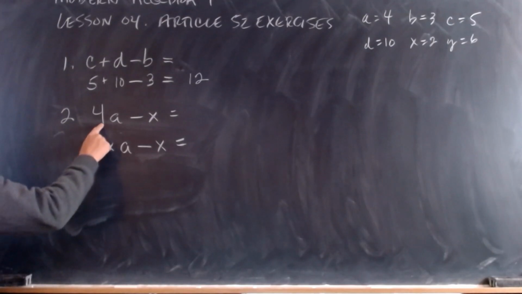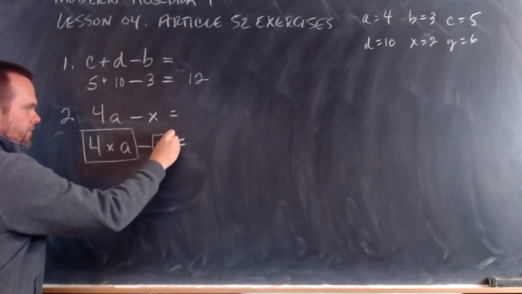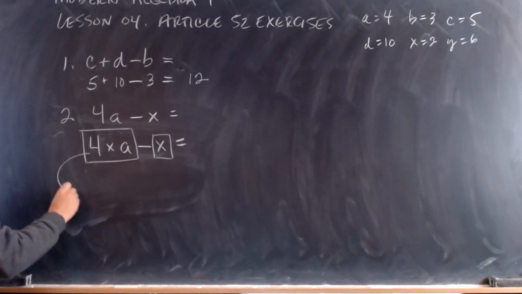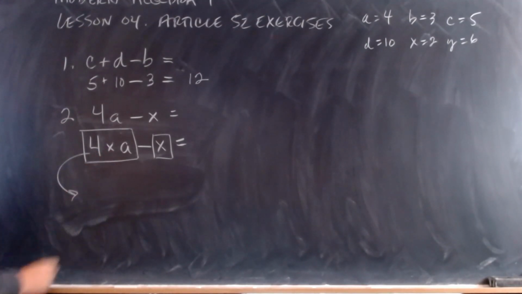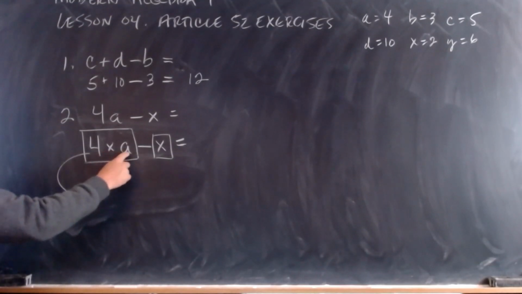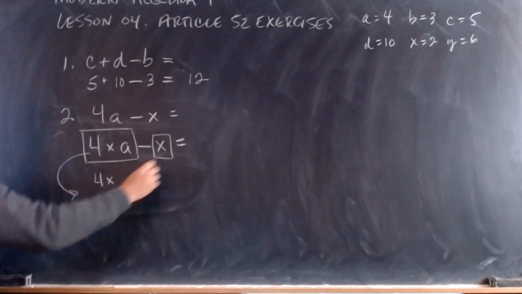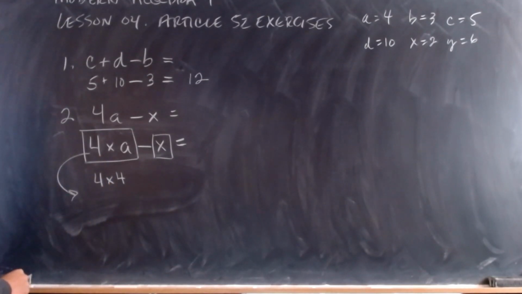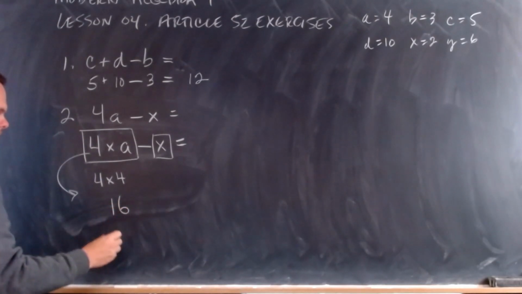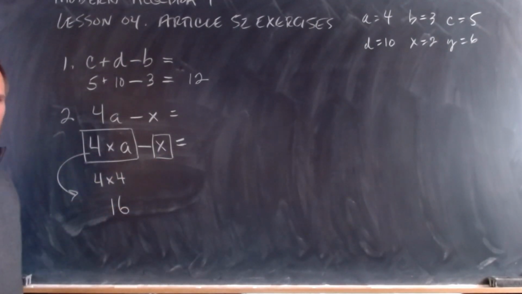This here, 4 times a, is one term. And this is another term. So what we want to do when we solve a problem like this is we want to find the value of each term. So if 4a is equal to 4 times a, and a is equal to 4, what is the value of this quantity? 4 times 4? 16. So we find the value of this term, and all of that confusion is gone.